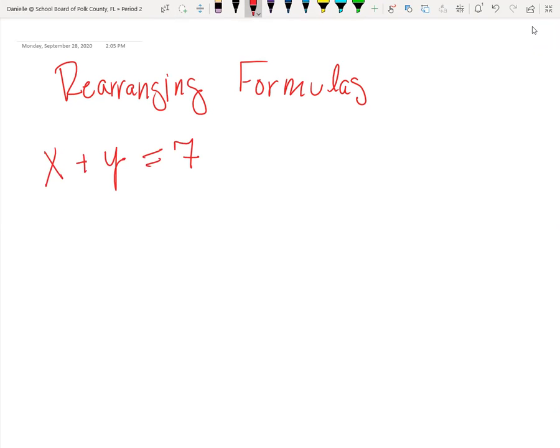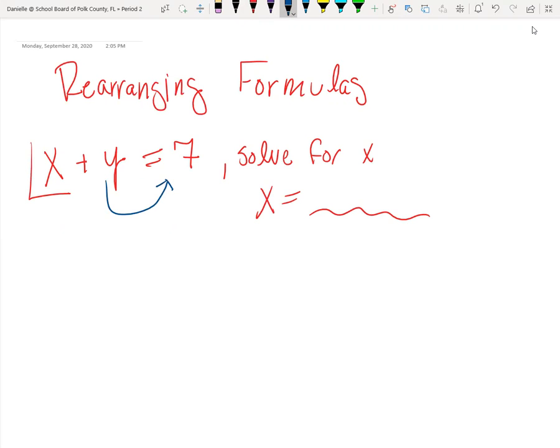Right now we have x plus y equals 7. Rearranging, let's say solve for x. That means I want it to say x equals and then all the other stuff. When I look here, I know if I want it to say x equals, I need to move my y. And we move with subtraction and we end up with x equals 7 minus y.